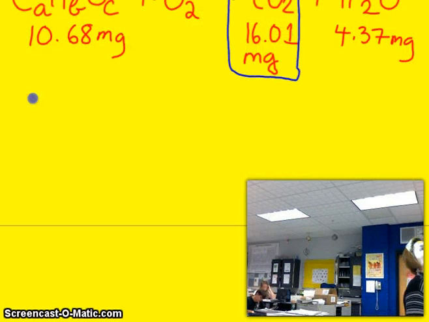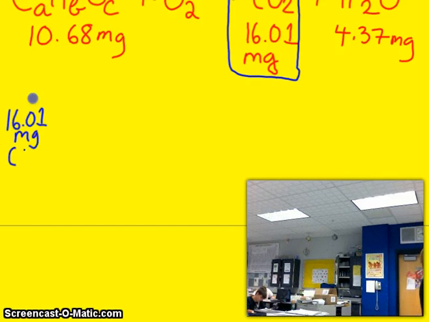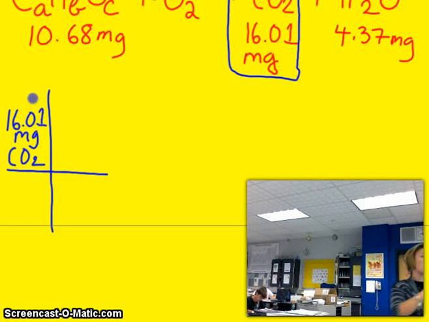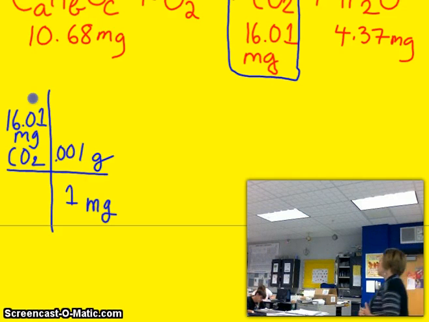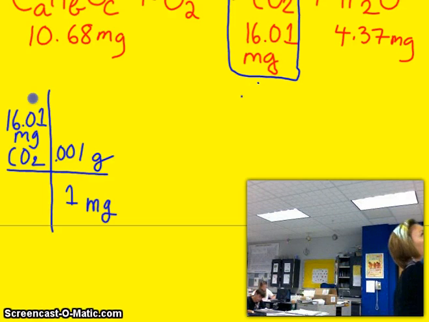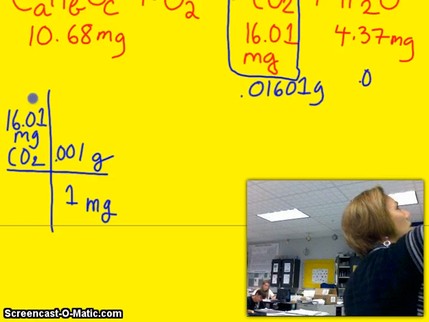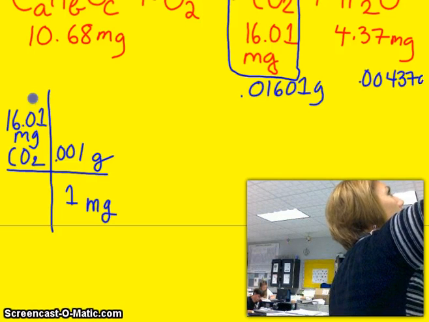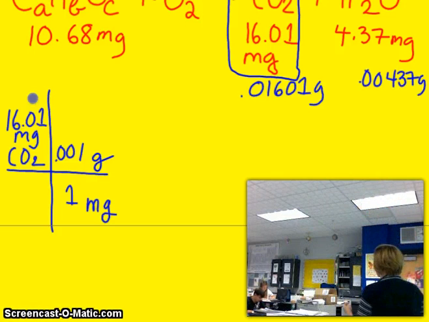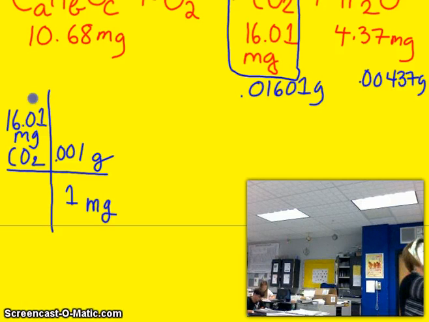So here we go. We have 16.01 milligrams of CO2. You should know how to do all these steps. We don't work with milligrams, we work with grams. So first thing we have to do is to convert it to grams. 1 milligram is 0.001 grams. If that's something you want to do before you start your unit conversion, you could just do it right over here, right? That's what that number is in grams, and that's what that number is in milligrams. You could do it there, but I'll just keep going.